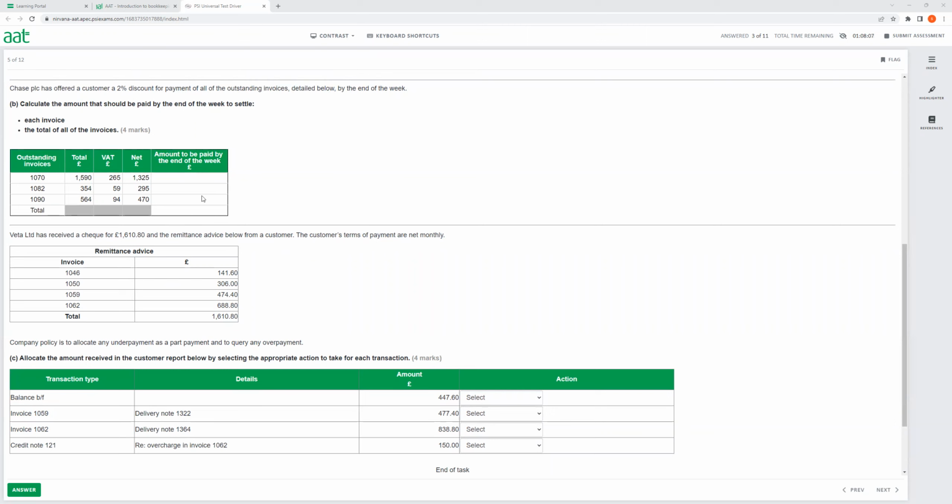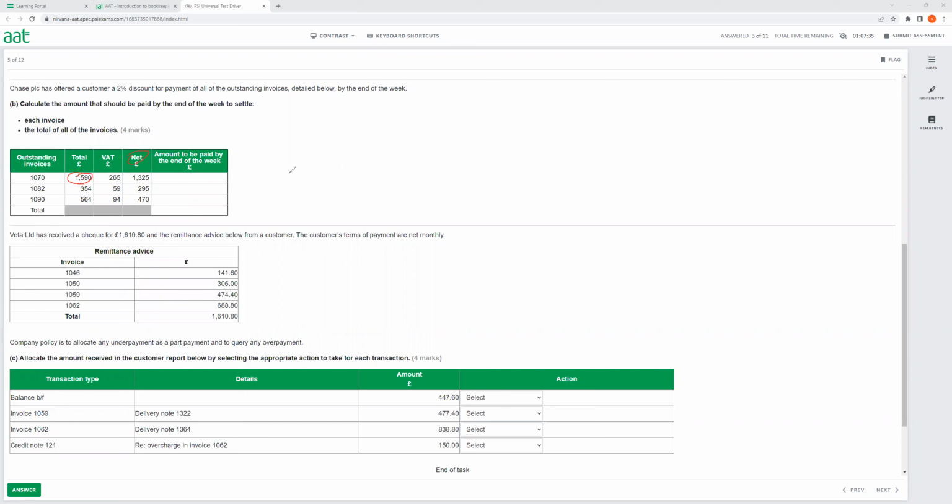2% less, so it's quite simple. If I have the first one, 1590, I have to minus 2%. Do not do it on the net or VAT. Always give the discount on the total amount. Remember that: if there is a settlement discount, this is always on the total amount. So if you see the prompt discount or settlement discount, always on the total amount. But if you see the trade discount or the bulk discount, remember that is always on the net. You have to be careful.